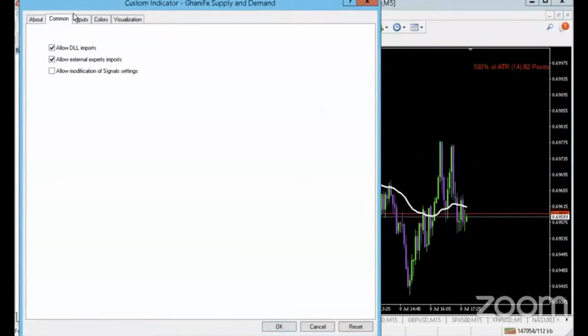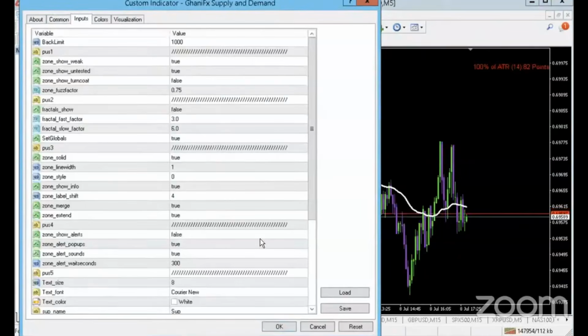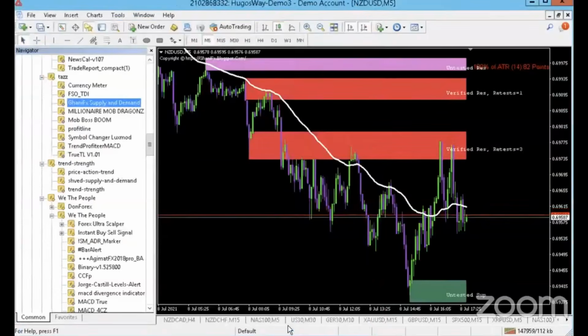I'm going to allow deal imports. I'm not changing anything. There's a lot of options. You can even put those extra fractals. I'm not going to do that this time. I'm just going to hit OK. This gives us our support and resistance.